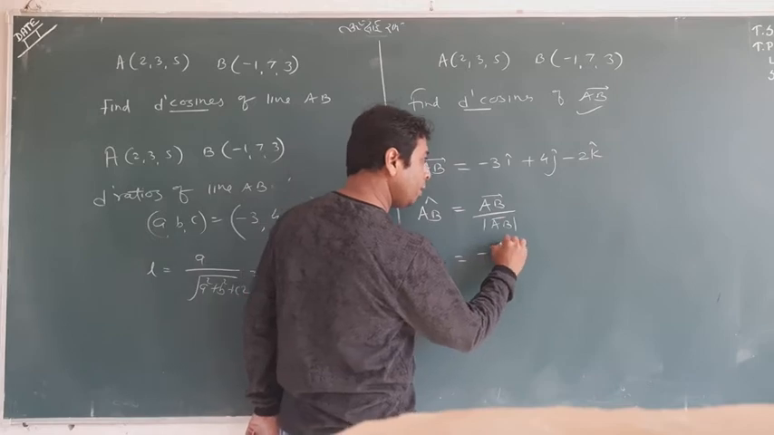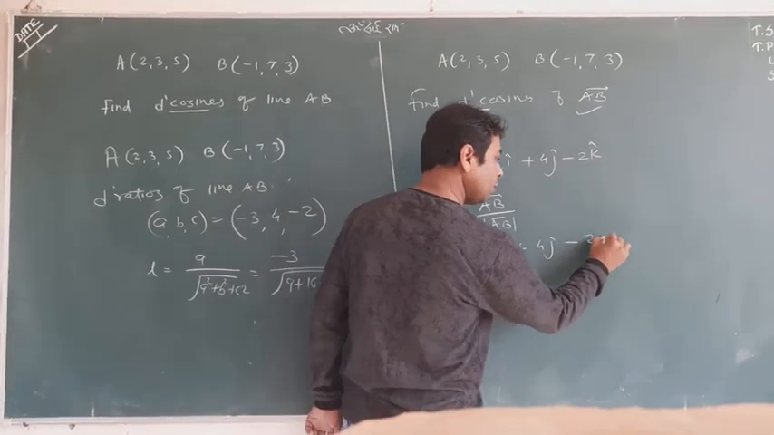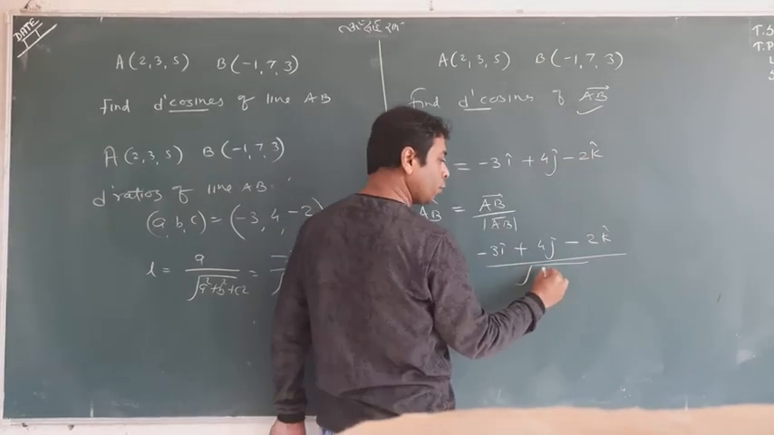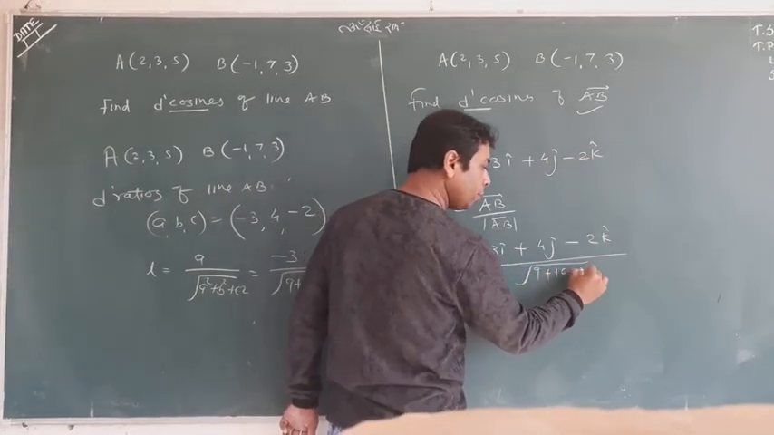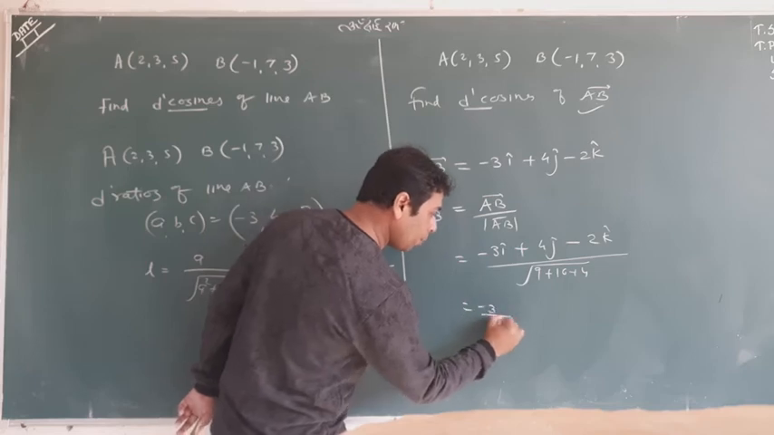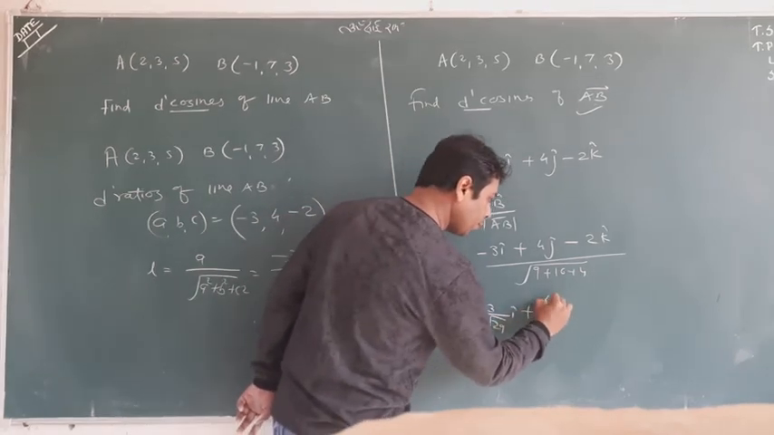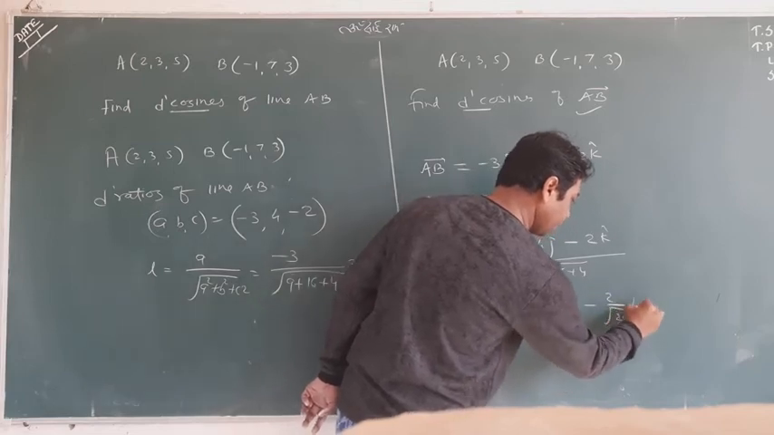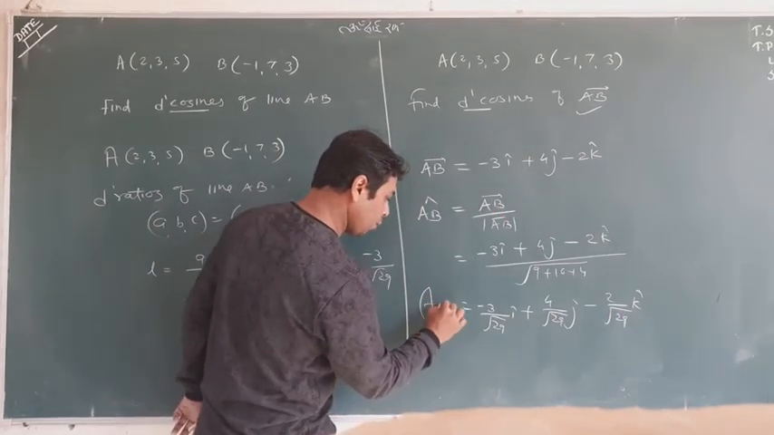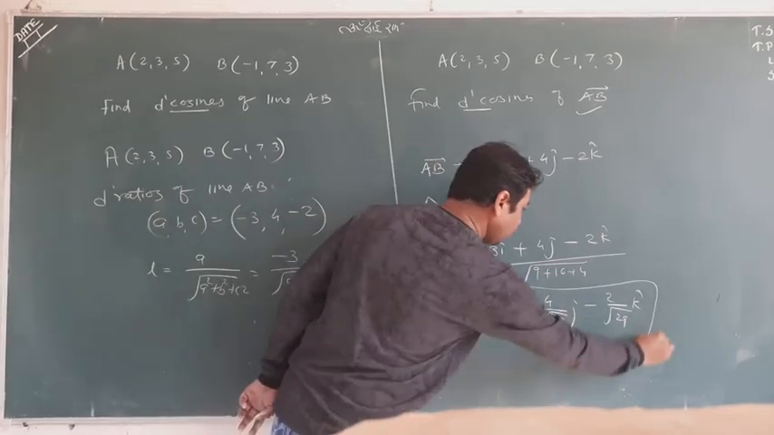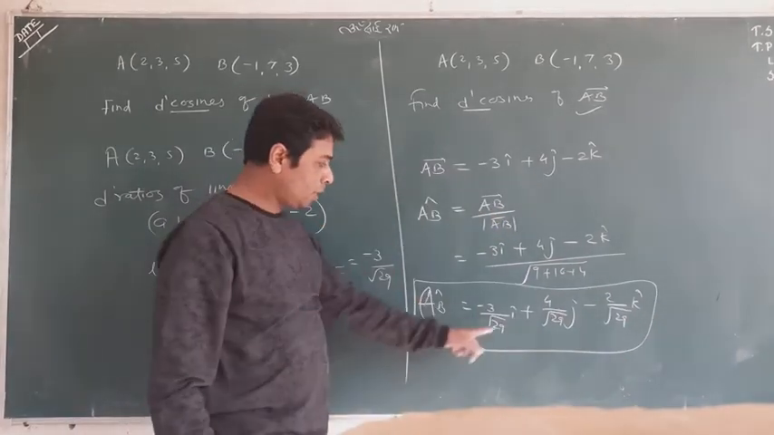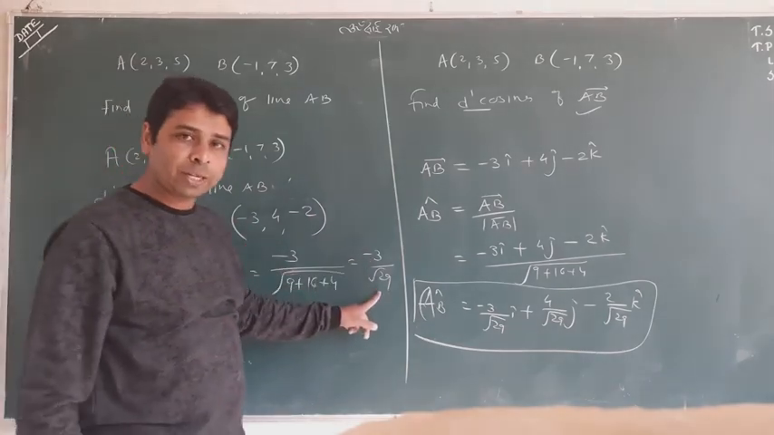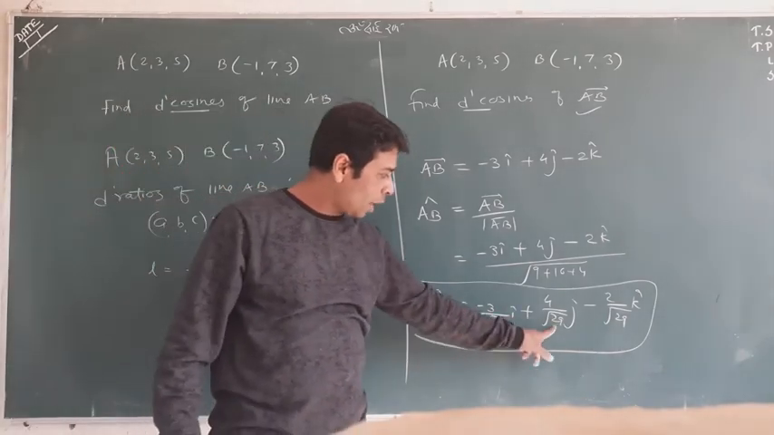So what is vector AB? 3i, 4j, 2k. And what is mod AB? You know it? 9, 16, 4. 9, 16, 4, meaning 29. Meaning 3 upon root 29 i, 4 upon root 29 j, and 2 upon root 29 k. This is vector AB cap. Can you see it in AB cap? This is L, this time minus 3 by root 29 was L. This is L, this is M, this is N.